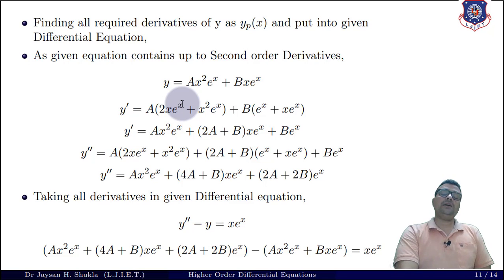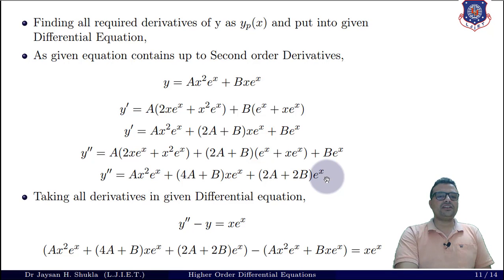So for that I am taking y, y dash, y double dash. Now here, as we have x square e raised to x and x e raised to x, y dash will be found with the help of the product rule of derivative. Similarly, at the end of this, I am also separating the coefficients of x square e raised to x, x e raised to x, and e raised to x. That will make the second derivative comparatively easy. Now, again, I am taking the second derivative and separating x square e raised to x, x e raised to x, and e raised to x.